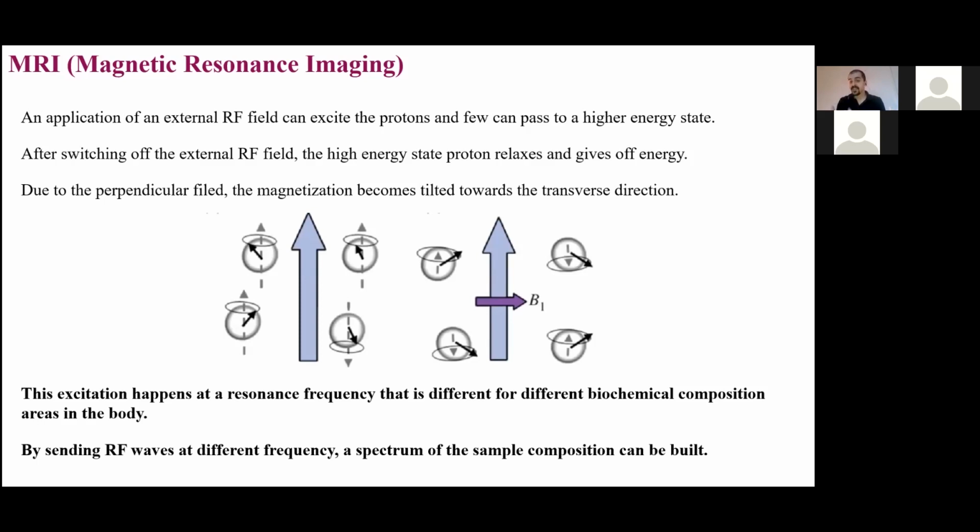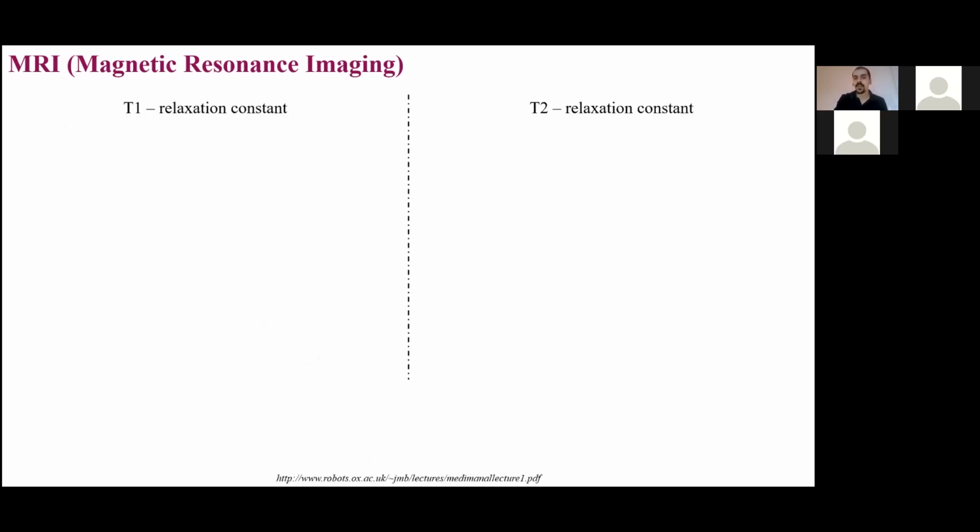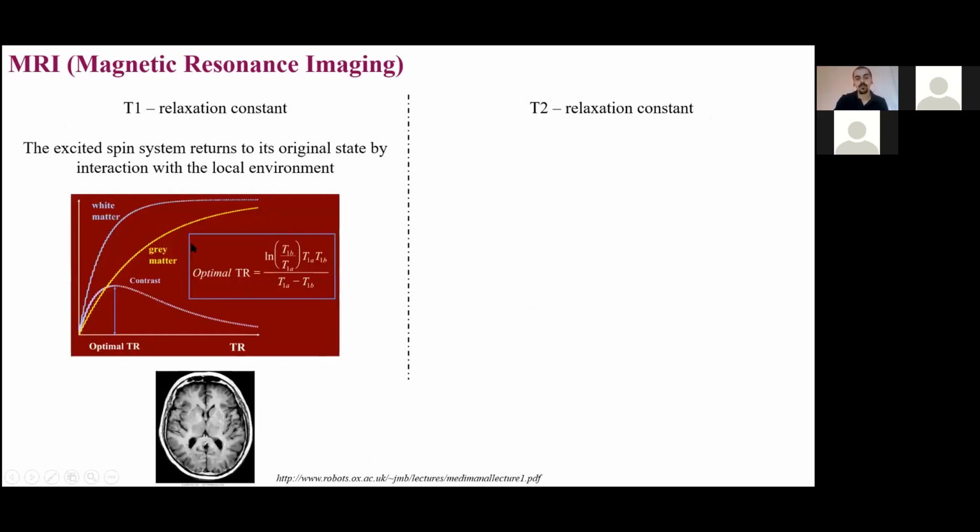The thing that we use the most is that this excitation happens if you send this radio frequency field at a particular resonance frequency, which is different for different tissues. Therefore, by sending these external fields at different frequencies, you can build a sample of the composition of your brain, and you can create the contrast between the different tissues. And then you turn off the field and you see how the protons come back to their initial state. And it turns out that they come back in two ways.